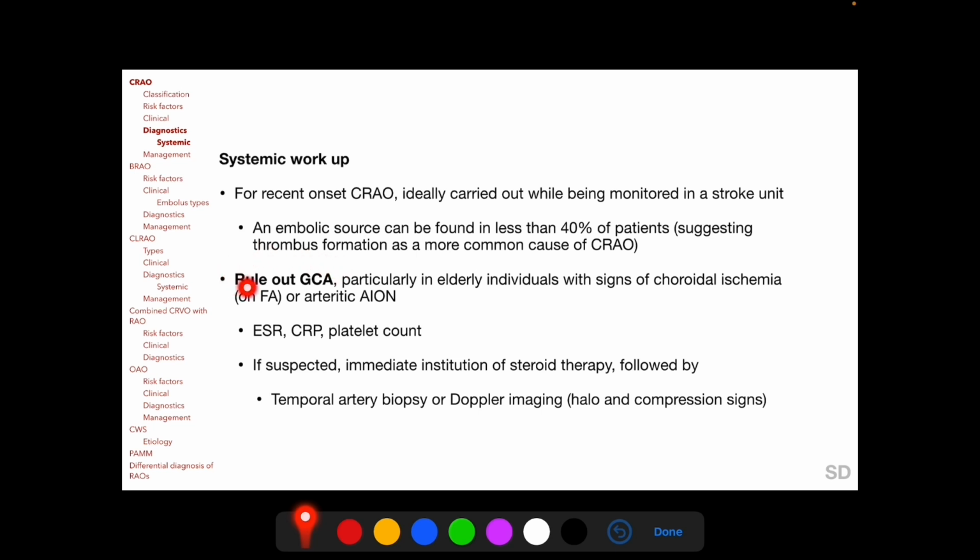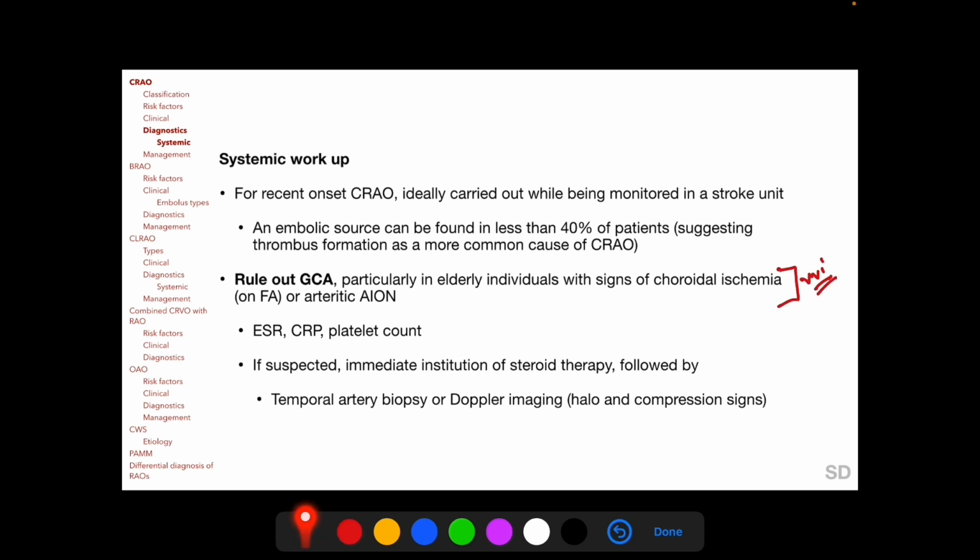Giant cell arteritis should be ruled out in a patient with CRAO, particularly if the patient is an elderly individual with signs of choroidal ischemia on FA, signs of arteritic AION, or having systemic signs of giant cell arteritis, and this is very important to remember.